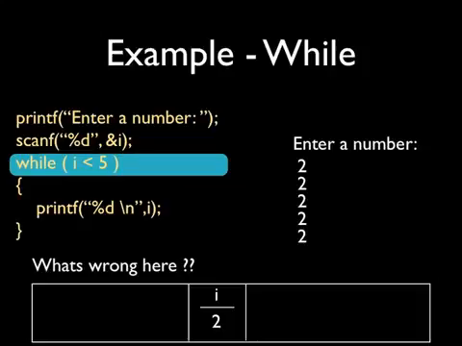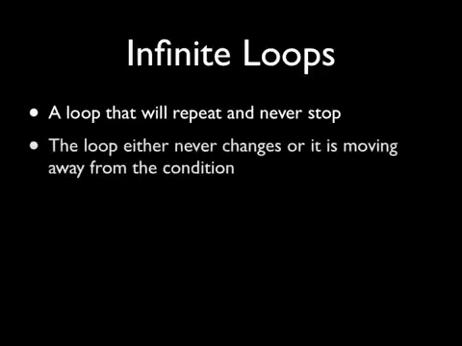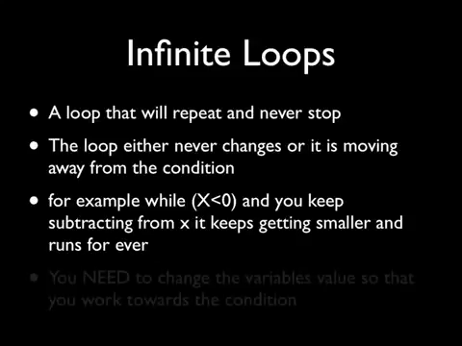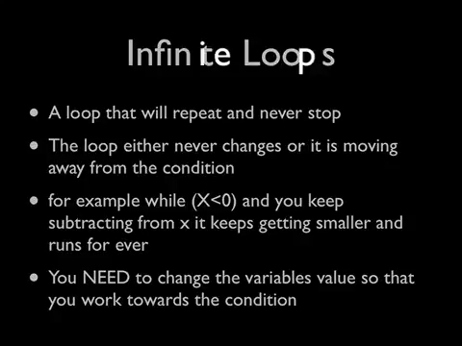So something's wrong here. Basically what we're stuck in is an infinite loop, which means the loop is going on and on forever. It's never going to stop. So infinite loops we need to watch out for. An infinite loop is basically anything that's going to repeat over and over and never stop. The variable in the loop either never changes or it's moving away from the condition. For example, if it's checking while x is less than 0 and you keep making it smaller by subtracting a value from x, then it's going to run forever because x is always going to be less than 0. So we need to change the variable so that it's always working towards the condition.